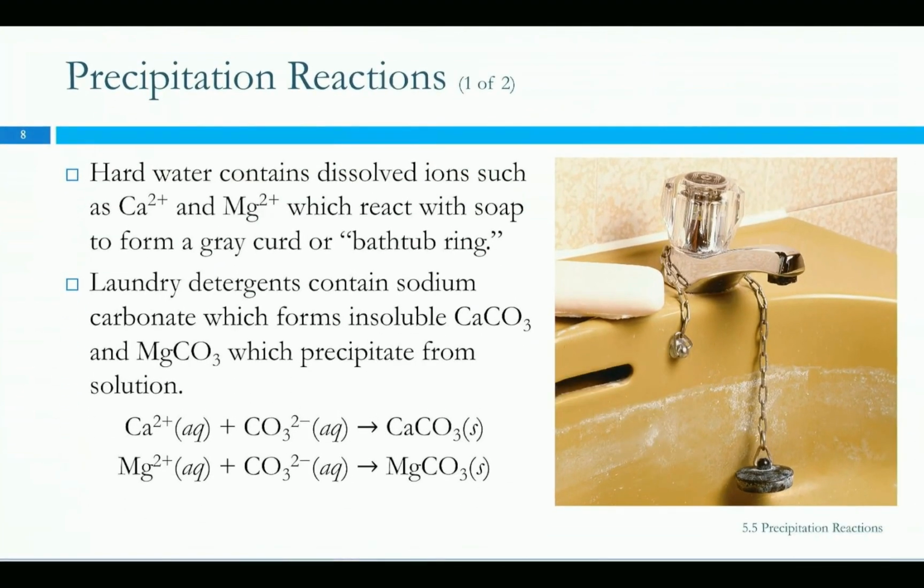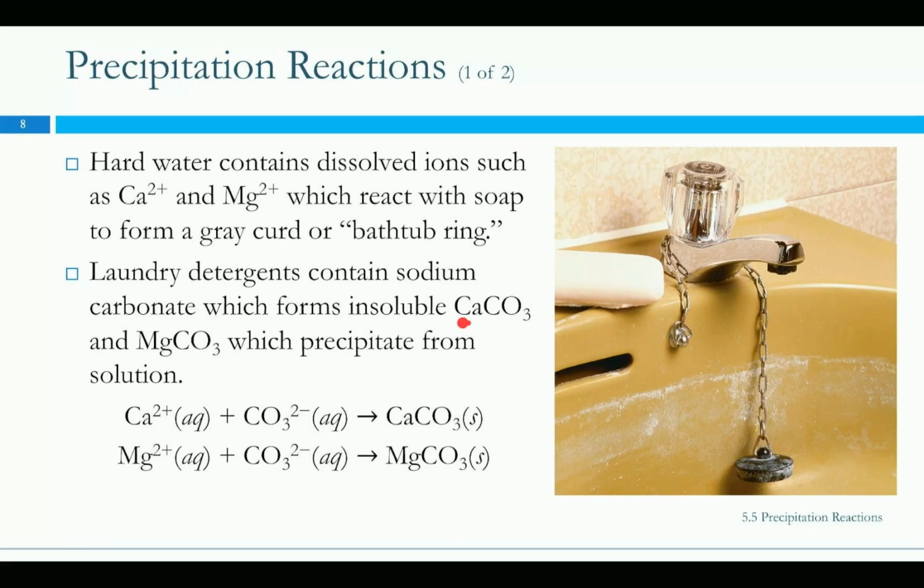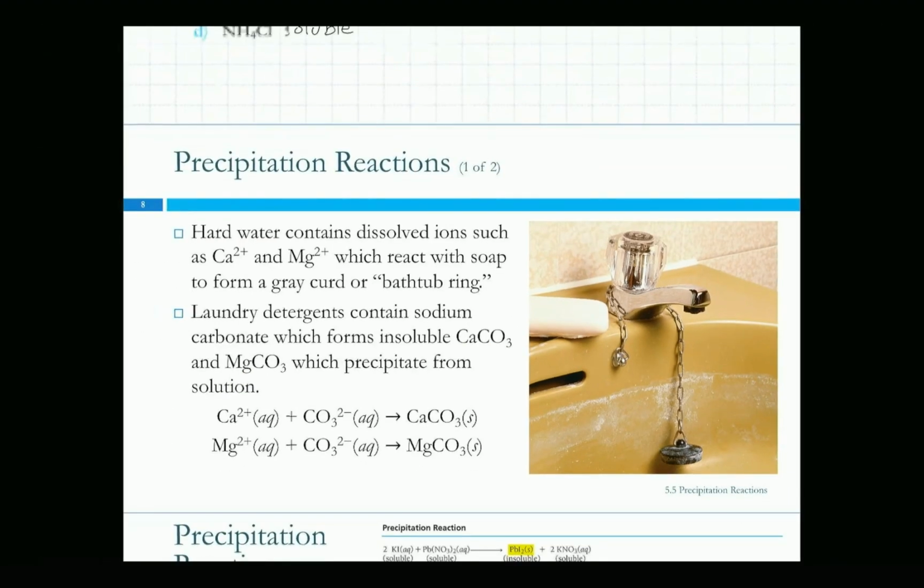Right, okay, so you need to know that for predicting precipitation reactions. I think they were briefly mentioned in Chem 20. This is one use though: they'll put carbonate and other compounds in laundry detergent, so that it causes these precipitates to form, because those ions can interfere with how well the soap works. So it precipitates them out. This is also the thing that causes hard water deposits on sinks and faucets and the like.